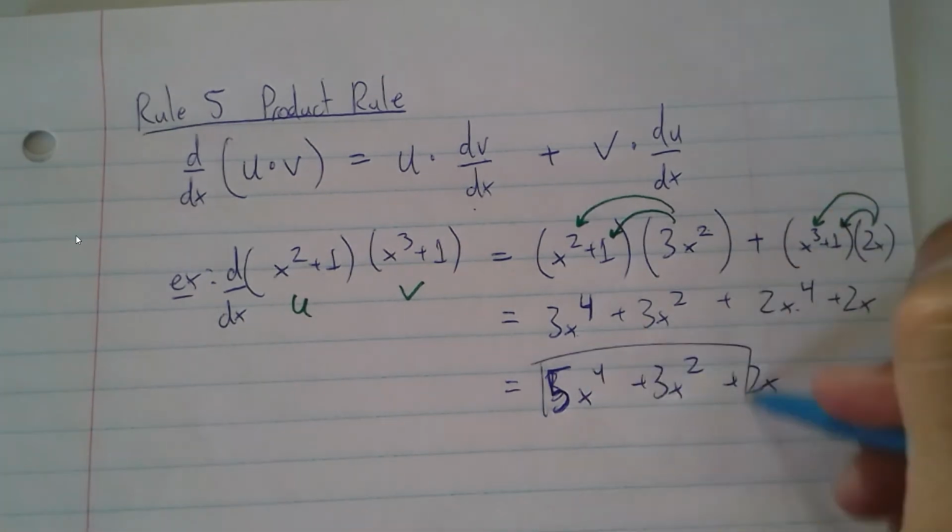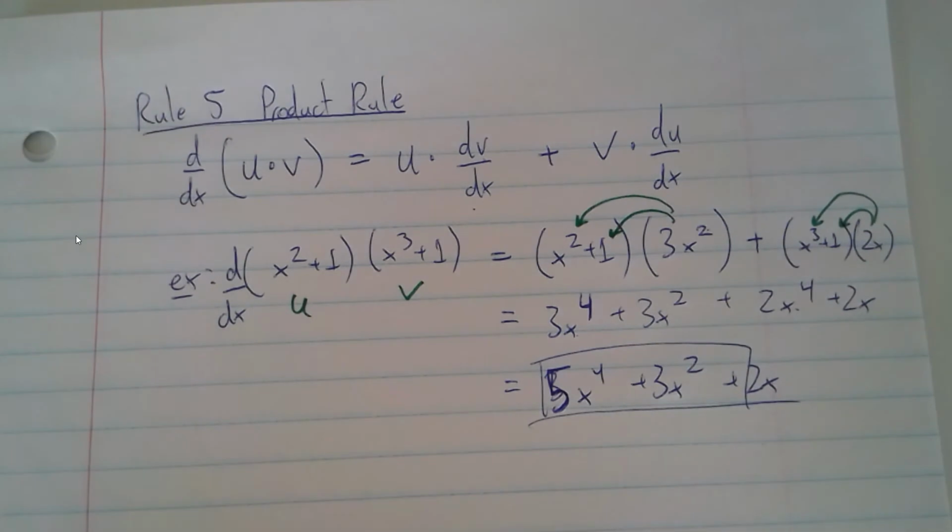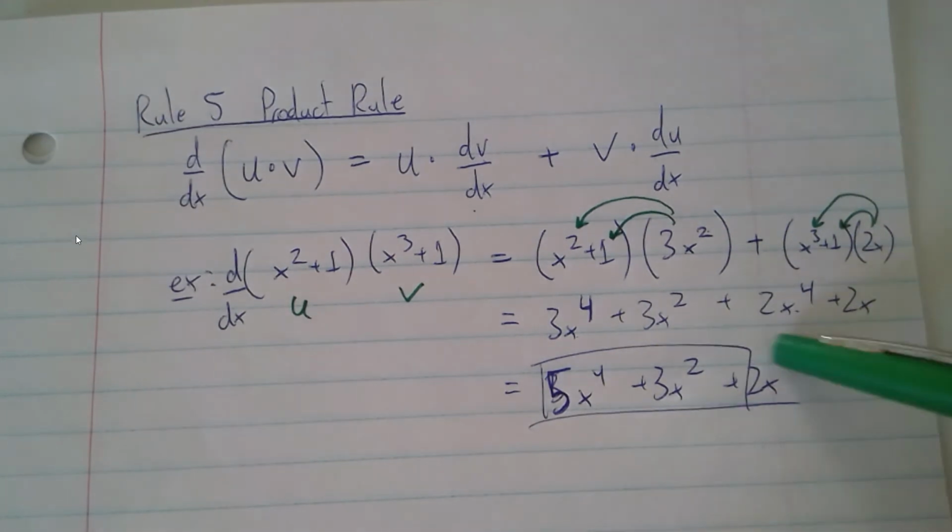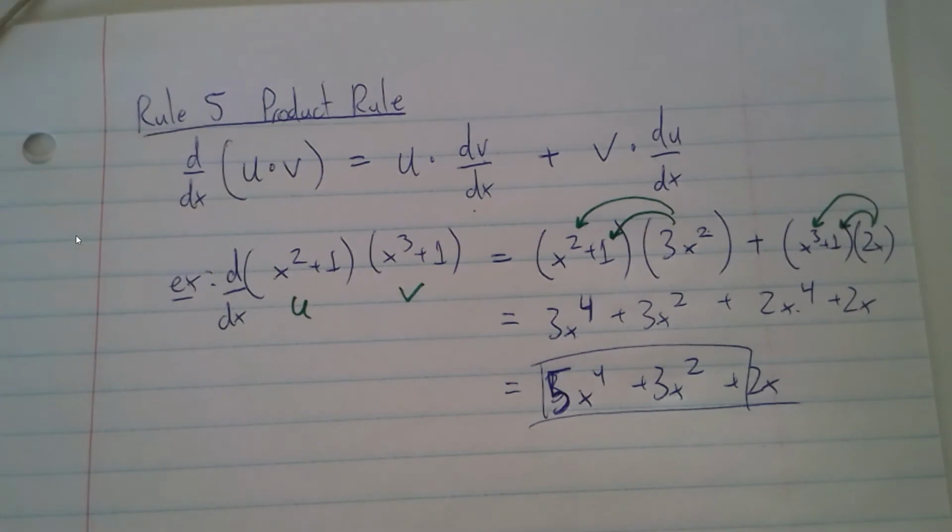Now, I'm curious. Okay, I meant to circle the 2x, okay? I didn't mean to just separate that person like that, okay?